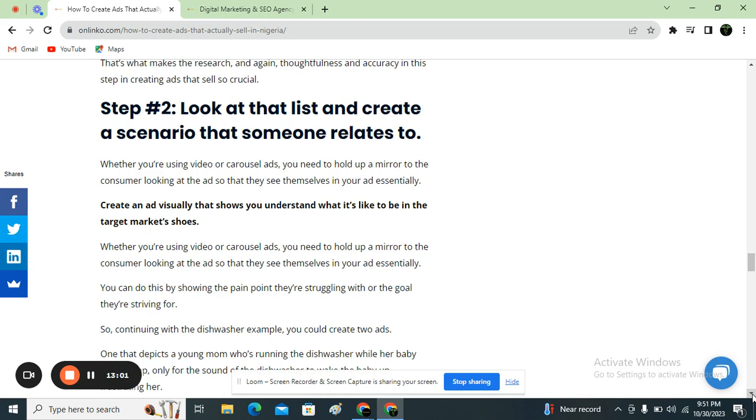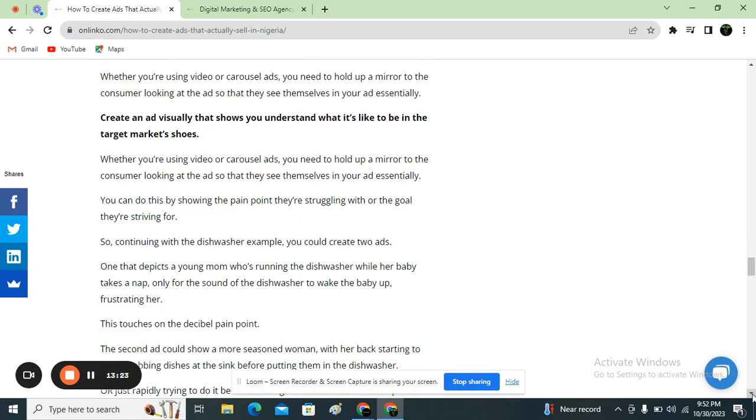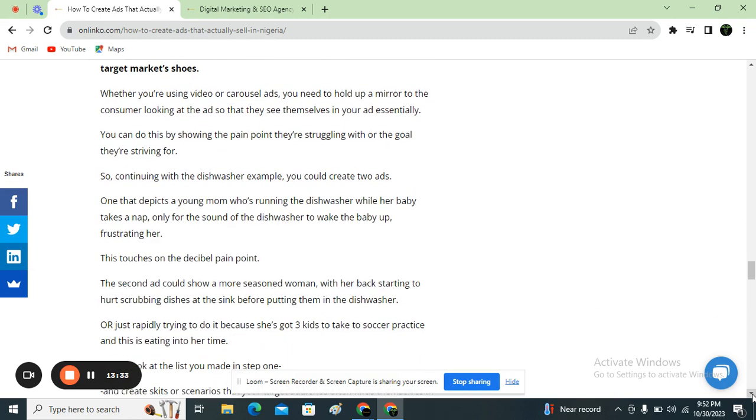Whether you are using video or carousel, you need to hold up a mirror to the consumer looking at the ad so that they see themselves in it. You can do this by showing the pain point they are struggling with, or the goal they are striving for. So, continuing with the dishwasher example, you could create two ads. One displays a young woman running a dishwasher while a baby takes a nap, only for the sound of the dishwasher to wake the baby up, frustrating her. This touches on the decibel pain point.